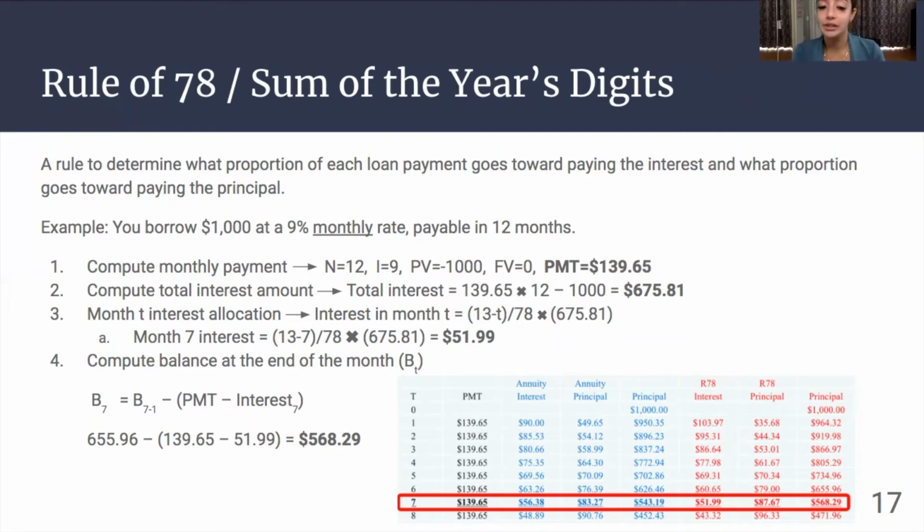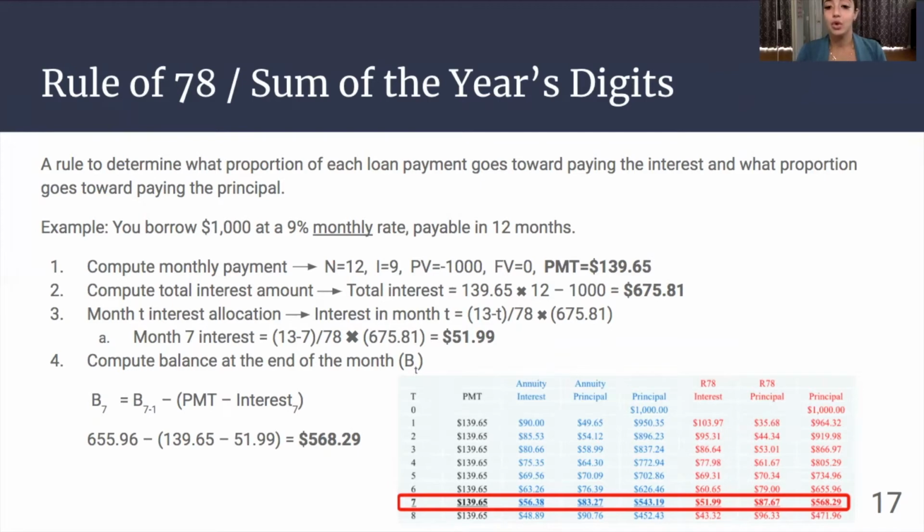To compute your monthly payment, you can use a financial calculator. N is 12, your interest monthly is 9%, your present value is 1,000, future value 0, and that'll give you your payment of $139.65.